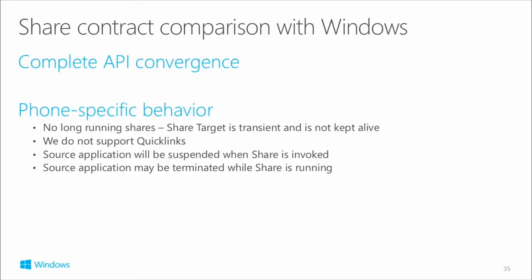Comparing with Windows, this is completely converged. It works the same way, apart from obviously the charms bar and having to put in your own UI. But the way it all works is the same, complete API convergence. There are a few things that we don't support from big Windows. There's this idea of long-running shares, where Windows will keep a share target running quietly in the background once it's been activated, so it can be quickly reactivated.